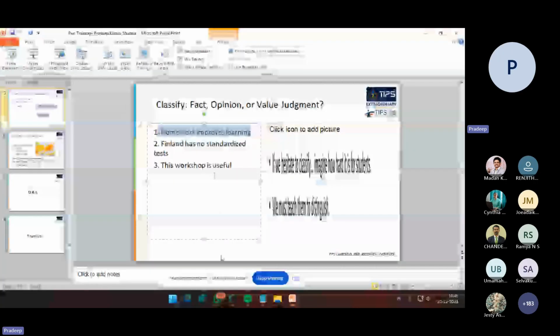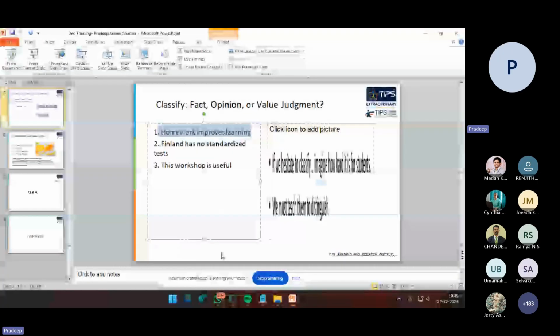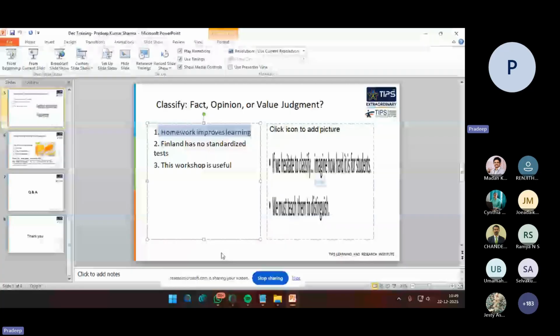And Finland has no standardized test. Again, this is an opinion. This is not actually maybe a true thing. And this workshop is a useful one. This may be a value judgment for some. They may agree or they may not agree. This depends on person to person.